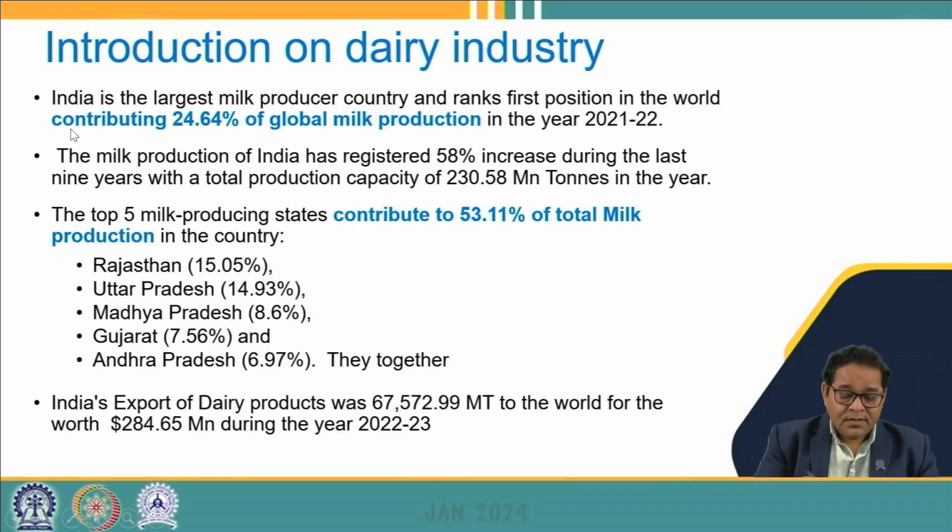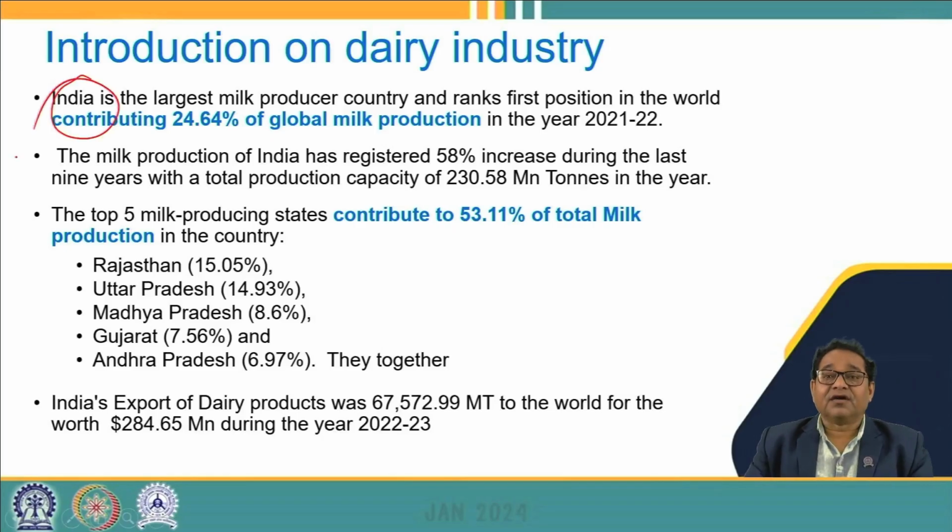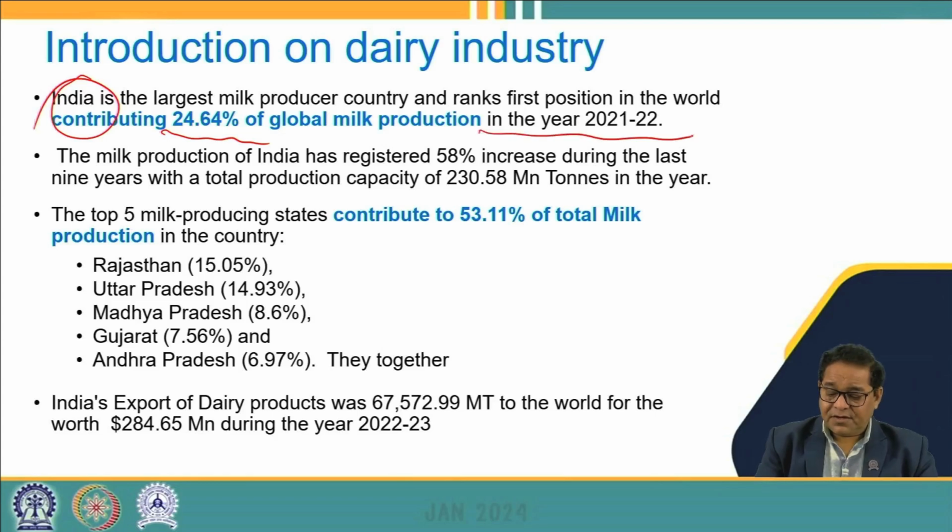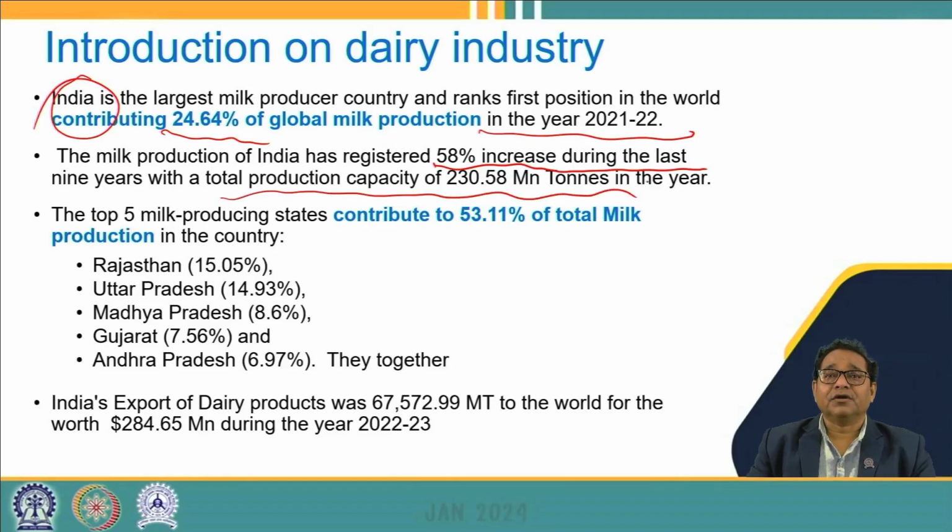If we see, India is the largest milk producer country and it ranks first position in the world, which contributes around 24.64% of the total global milk production in the world. This is as per the data published in the year 2021-22. Milk production in India has also registered rapid growth, around a 58% increase during the last 9 years, with a total production capacity of around 230.58 million ton in a year.